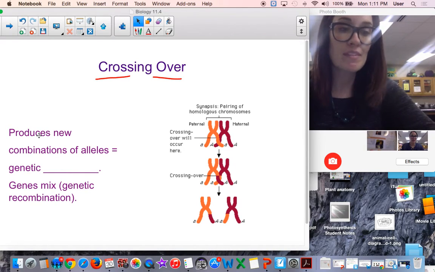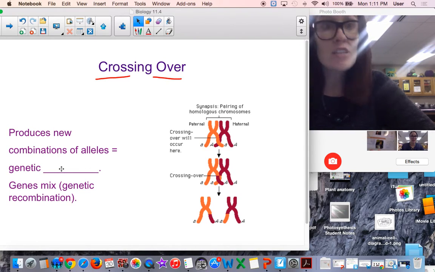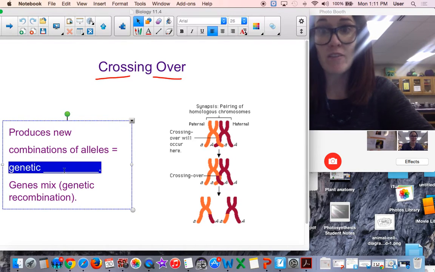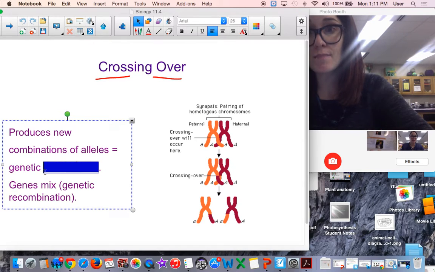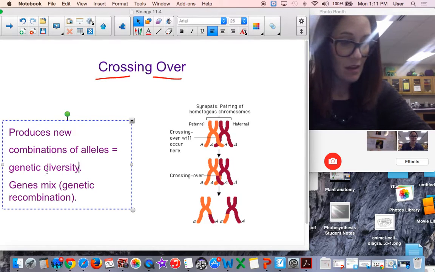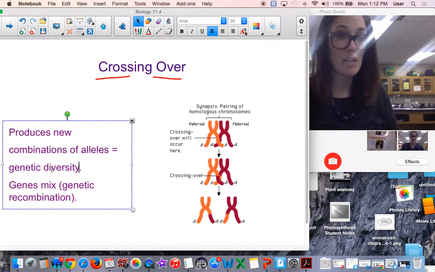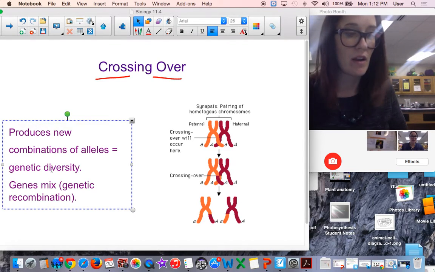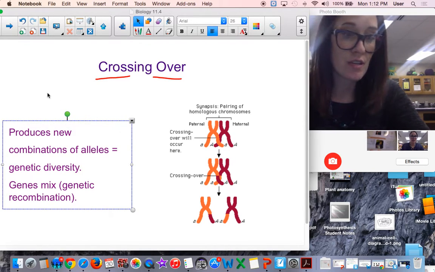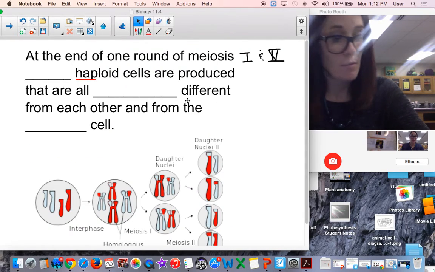What happens as a result of this? This ensures or produces new combinations of alleles, okay, that maybe possibly have never been seen before. This ensures in your sex cells genetic diversity. All right, it makes all the egg cells in your body genetically different, or sperm genetically different from one another, which is cool. So it's one of the reasons that meiosis ensures genetic diversity. Crossing over is part of that reason.